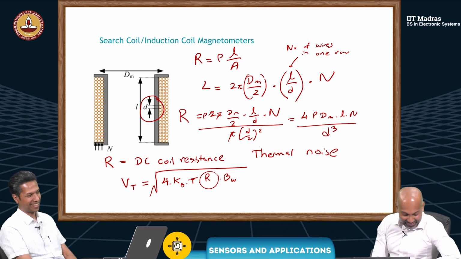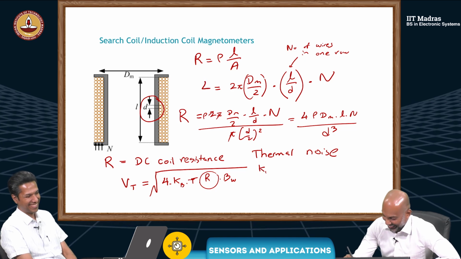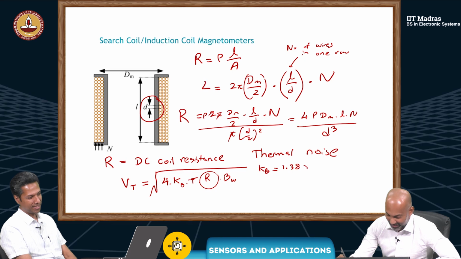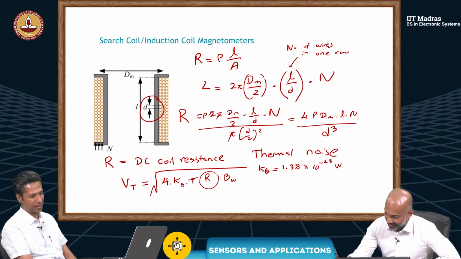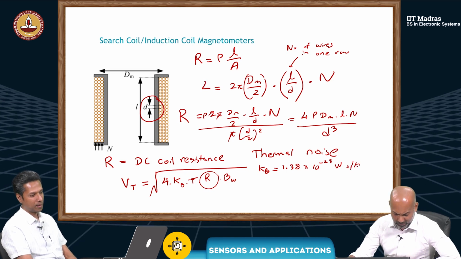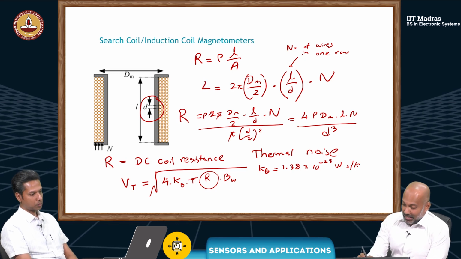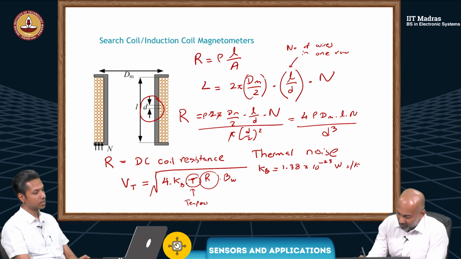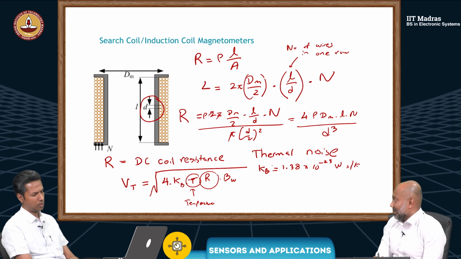I don't remember exactly. 1 point some. Yeah, it is 1 point something. It is 1.38 times 10 to the power of some minus 23, right? In joules per Kelvin, something like this, I believe. T is the temperature. R is the resistance. KB we know. BW is the bandwidth.